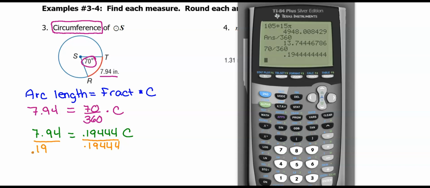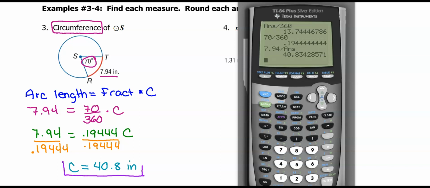And then I'm going to type in 7.94 divided by, I'm going to use that trick to pull up all those decimals so I don't round too much. Hit enter. And our circumference then is going to be to the nearest tenth 40.8 inches. So they wanted us to find the circumference, which is C. We didn't even have to do anything about diameter or anything. We found it just using the formula.